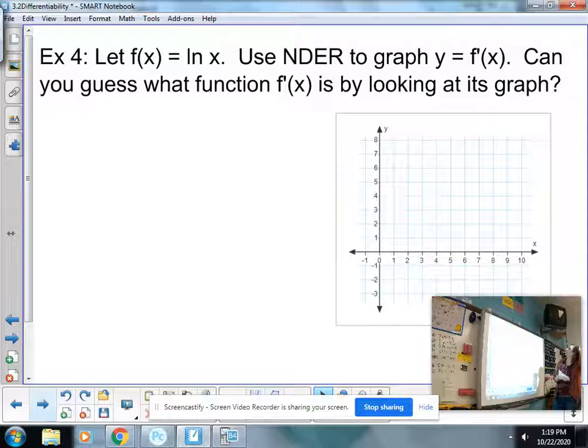Okay, now we are going to use n-deriv to graph. So we have f of x equals the natural log of x. And I think I'm going to do this mainly on the graphing calculator. I might copy some stuff over here so we can work through this. And we're going to try to guess what the function is that is f prime.